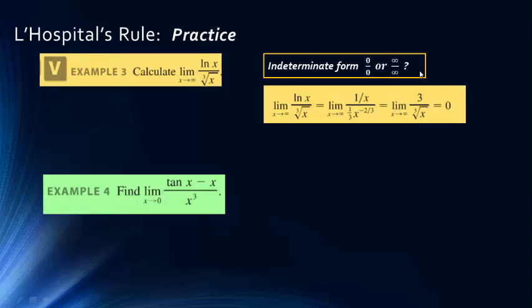Alright, so once we are here, notice we no longer have the indeterminate form because we have a constant in the numerator. But the denominator still goes to infinity, so this limit goes to 0.